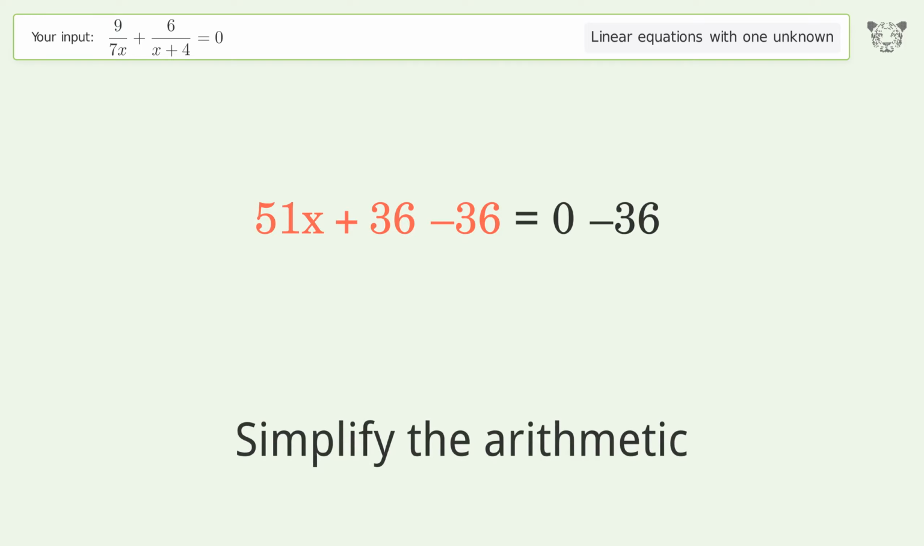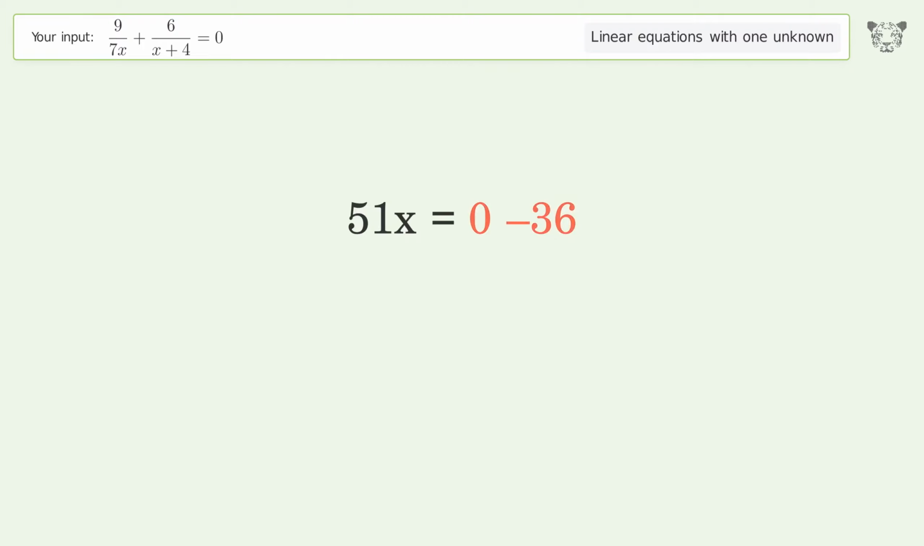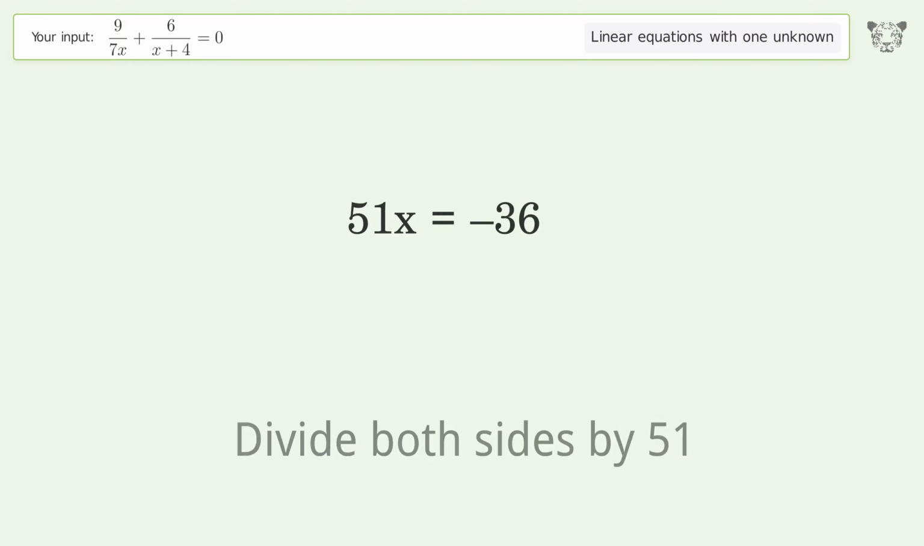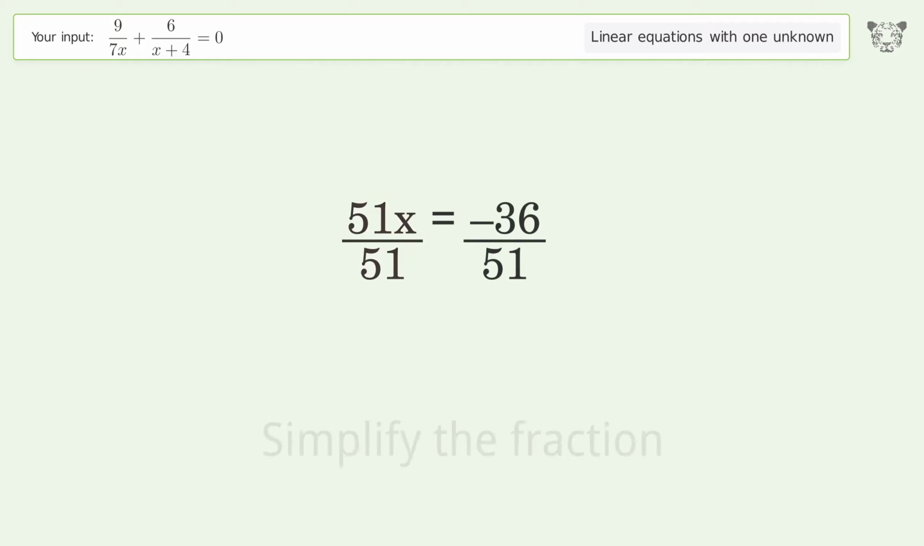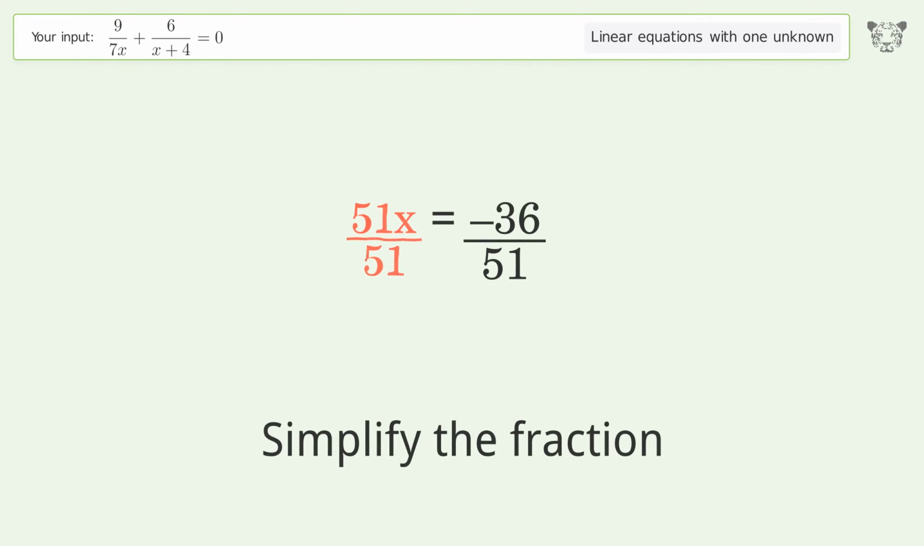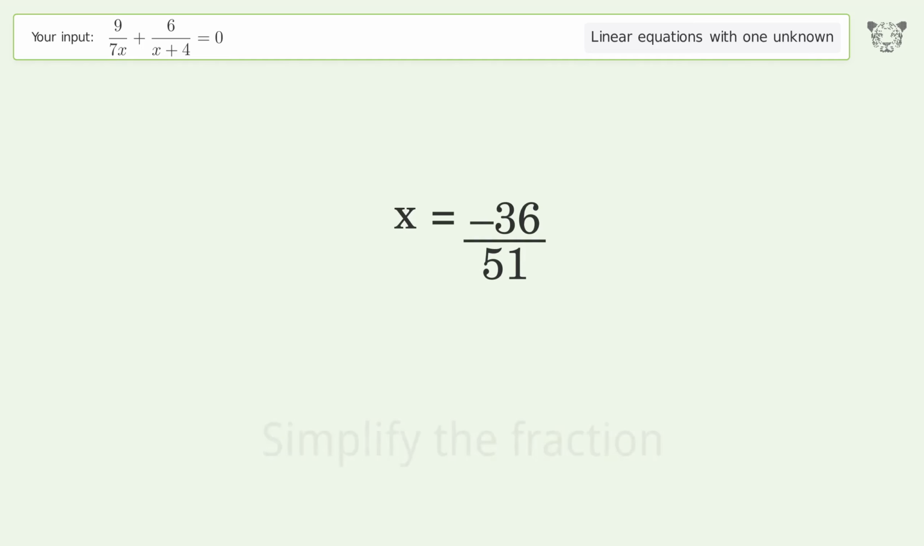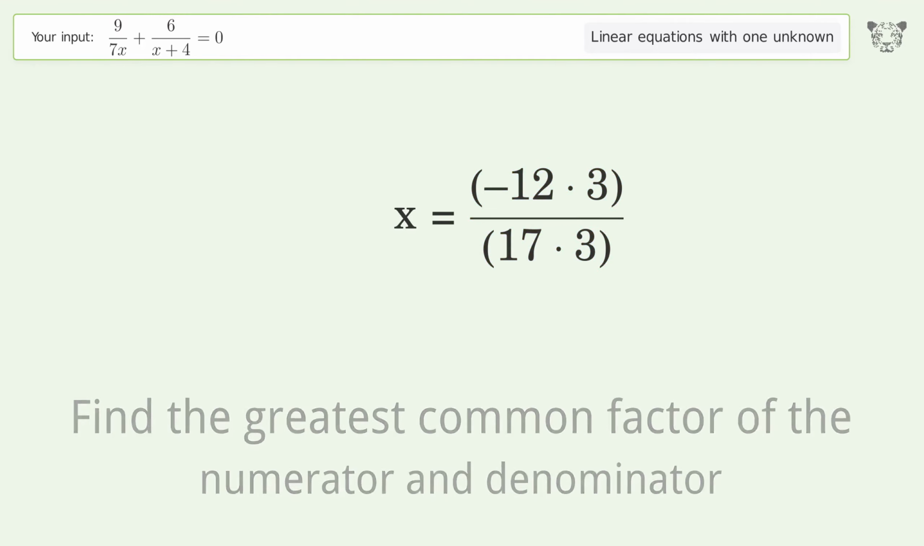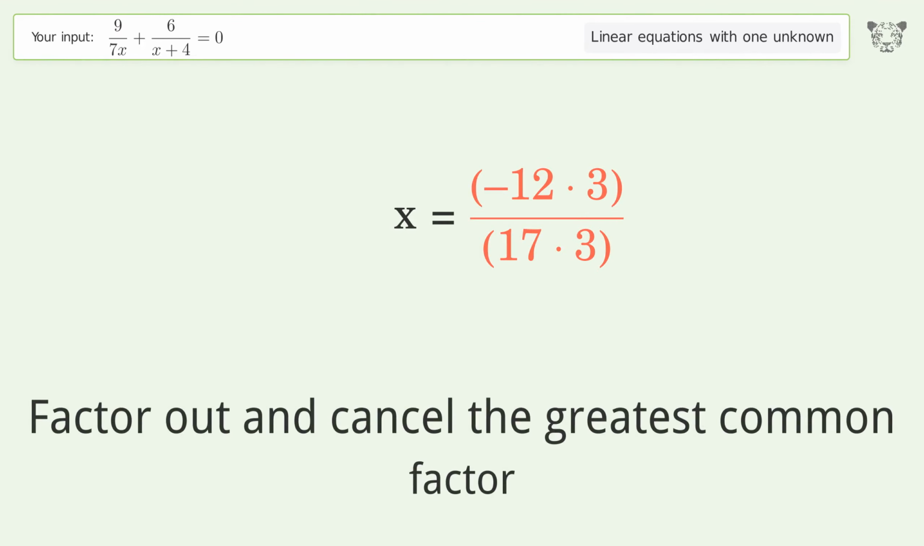Simplify the arithmetic. Isolate the x. Divide both sides by 51. Simplify the fraction. Find the greatest common factor of the numerator and denominator. Factor out and cancel the greatest common factor.